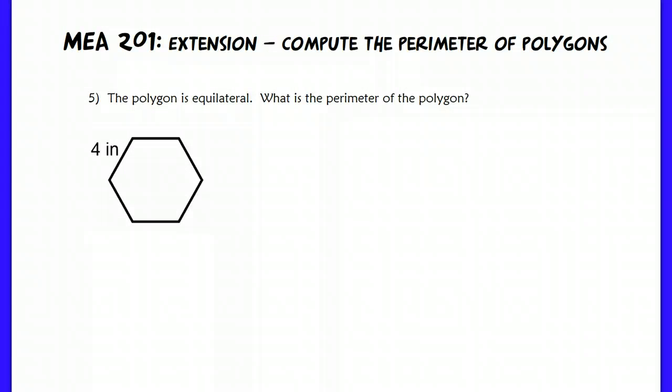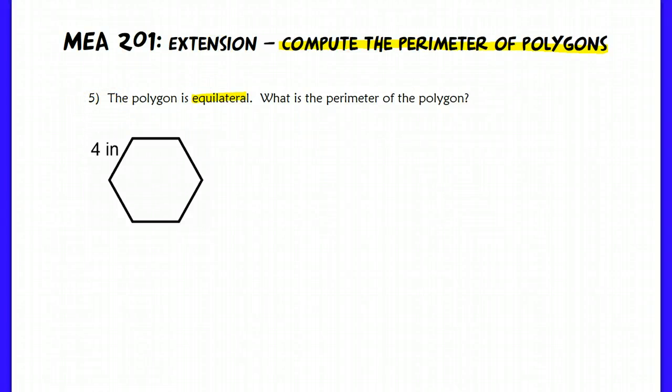Okay, for the last skill of MEA 201, our extension skill is going to be to compute the perimeter of our polygons. Remember, a polygon is just a figure with straight sides, and the perimeter just means you're going to go around and add up all of the parts. Now, in this case, it gives me a new vocabulary term here. It says the polygon is equilateral.